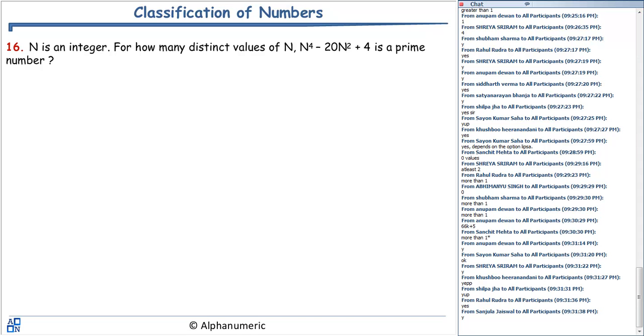N is an integer. For how many distinct values of n is n raised to power 4 minus 20n square plus 4 a prime number? Try to solve question number 16, all of you.